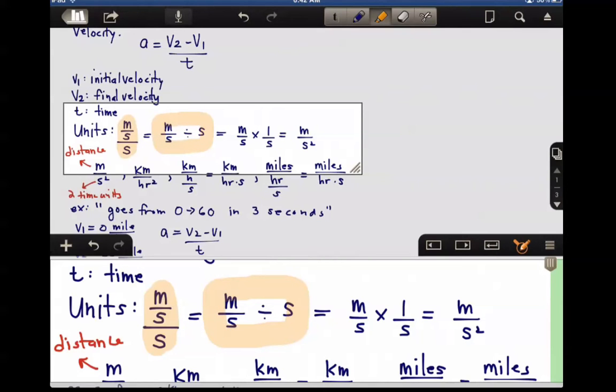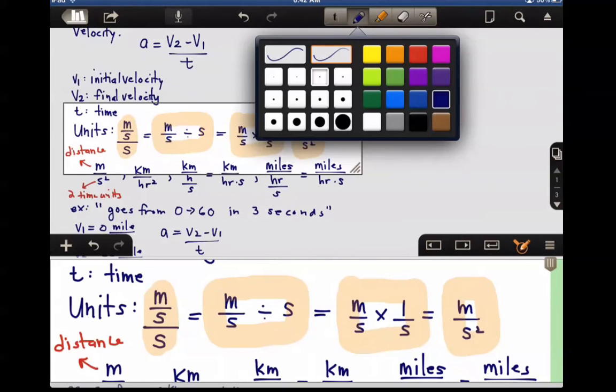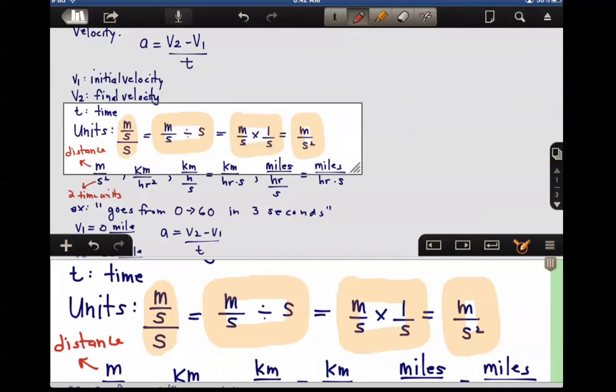Meters per second per second is really the same as saying meters per second divided by seconds. Right? When you divide by a number, that's actually the same as multiplying by the reciprocal. So this all becomes meters per second times 1 over second, which ultimately you can reduce to meters per second squared. It is fine to see this unit either in this format or this format. Either will work. They mean the same thing.